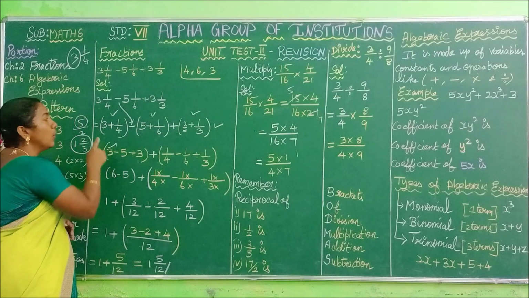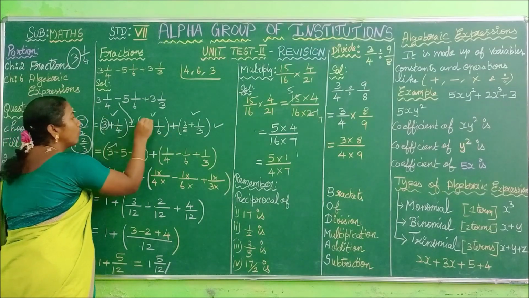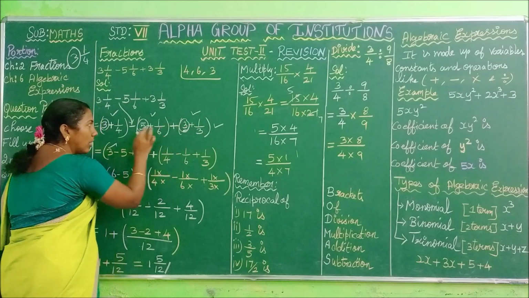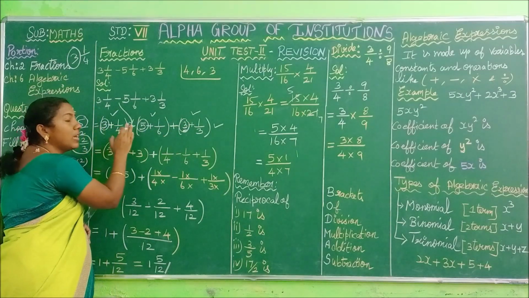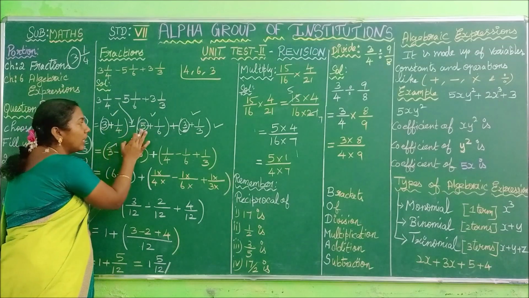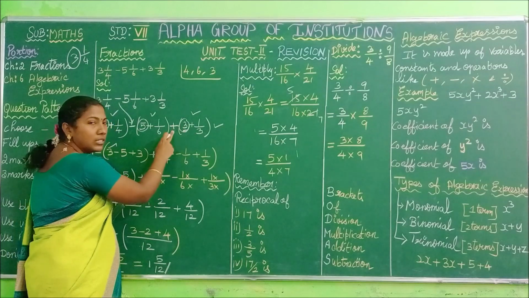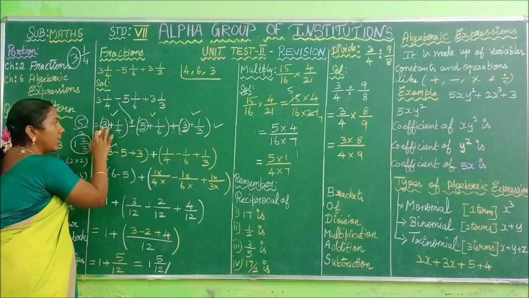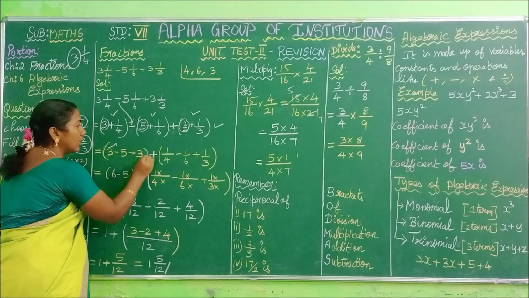And next step, you have to correct the whole parts. What are the whole parts? 3, 5, 3. While you are correcting the whole parts, you have to include the symbol in front of that fraction. In front of this fraction, what is the symbol? You have minus. In front of this fraction, what is the symbol? You have plus. Thus, we are writing 3 minus 5 plus 3. Thus, we have corrected the whole part.